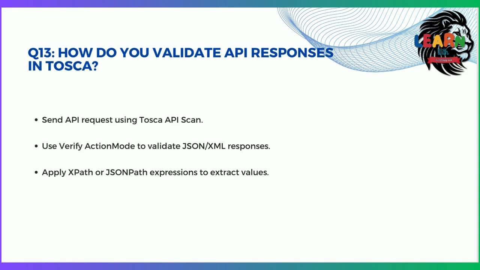Question 13. How do you validate API responses in Tosca? Answer. 1. Send API request using Tosca API scan. 2. Use verify action mode to validate JSON/XML responses. 3. Apply XPath or JSON path expressions to extract values.